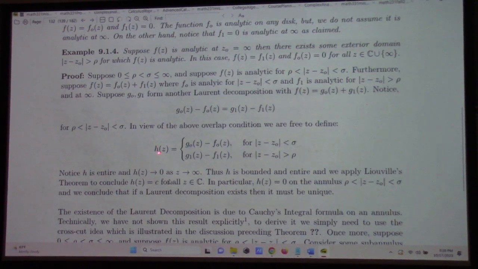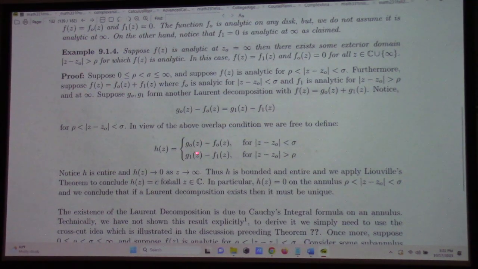h of z, we could do that, and we can define it as such. It's the difference of the g0s and the difference of the g1 and the f1 inside and outside, right? But notice, what does this have? Well, where these overlap, those are equal because that's how we have their equality on the overlap, right? So where these two cases overlap, they're equal.